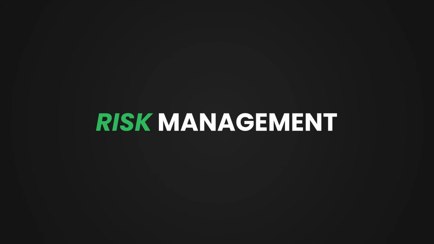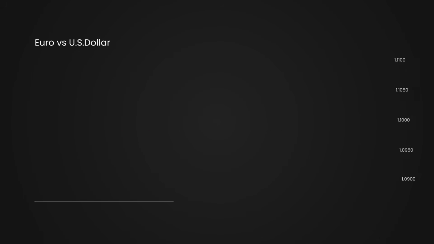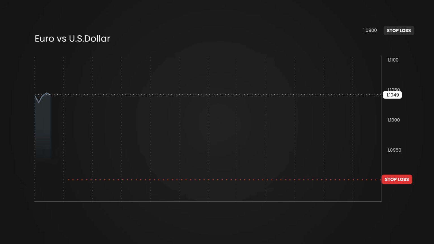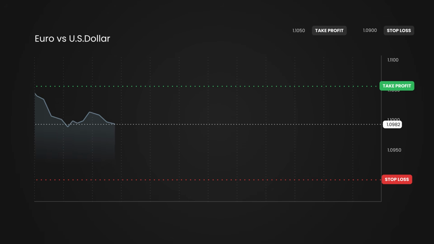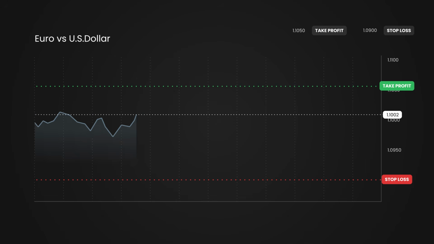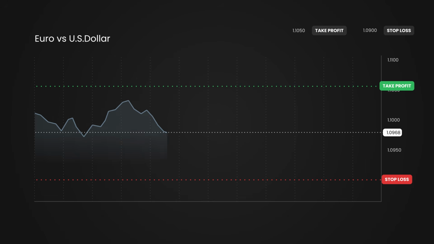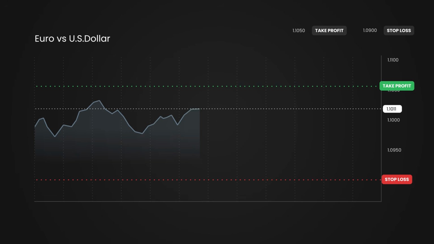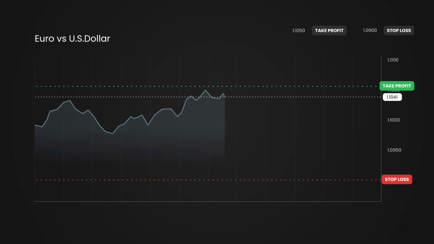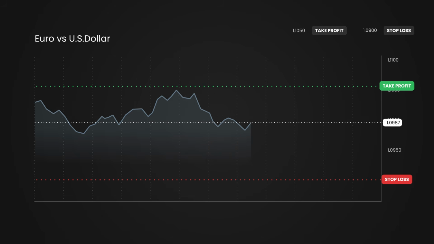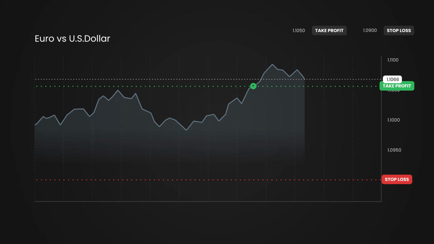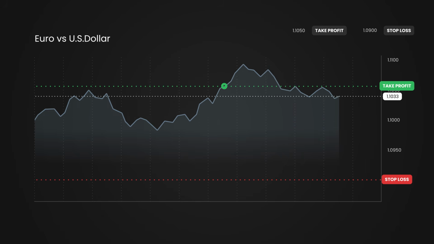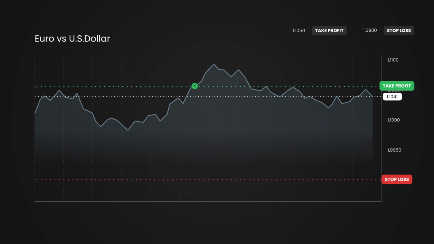Before opening a trade, a smart trader always sets two key tools: a stop loss to limit how much they're willing to lose, and a take profit to lock in gains once the trade hits their target. For example, if you buy EUR/USD at 1.1000, you might set your stop loss at 1.0900 and your take profit at 1.1050. That way, you know your potential loss and reward before you even click buy.